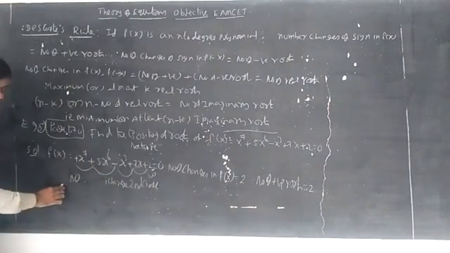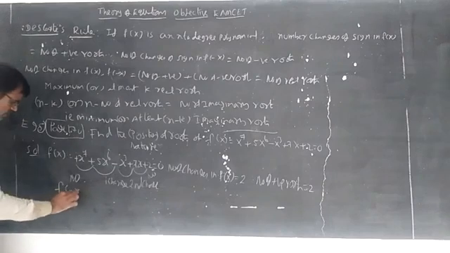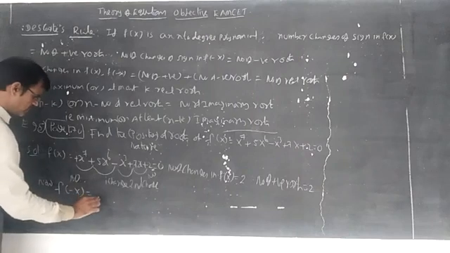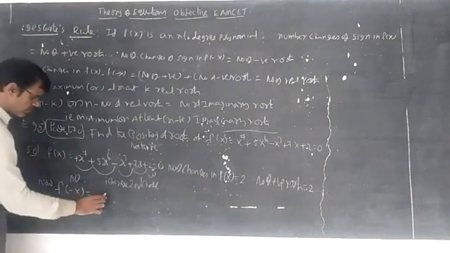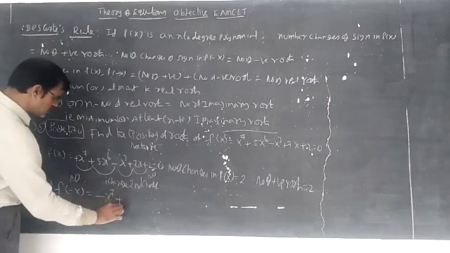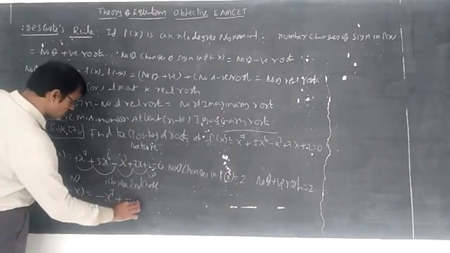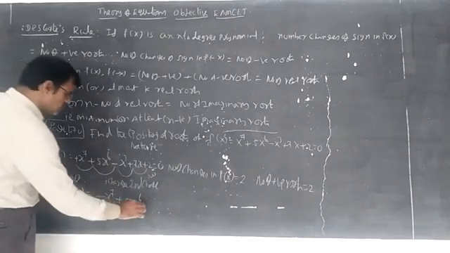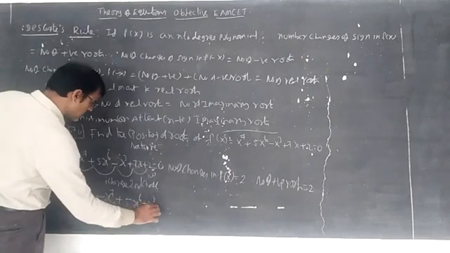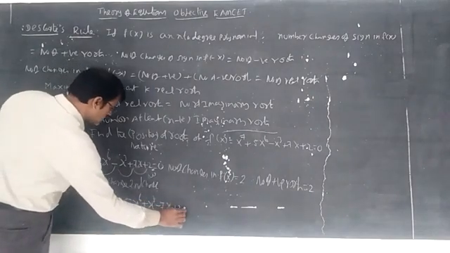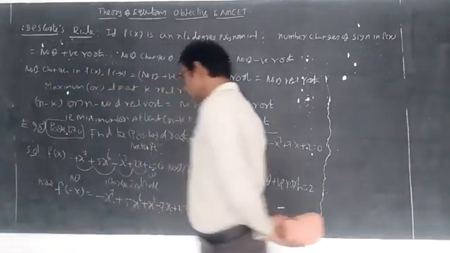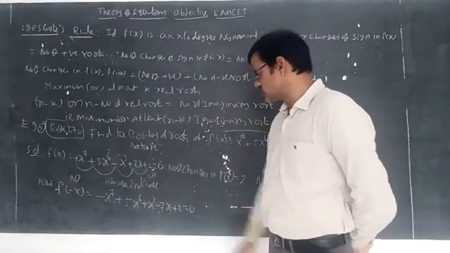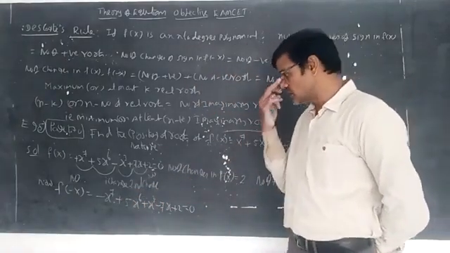F of minus x: minus x whole power 7 becomes minus x power 7. This is 5 into minus x whole power 6, which of course is even, so it is positive 5x power 6. Minus of minus becomes plus x cube, and this is minus 7x, and this is plus 2 equal to 0. So we have minus x power 7 plus 5x power 6 plus x cube minus 7x plus 2.